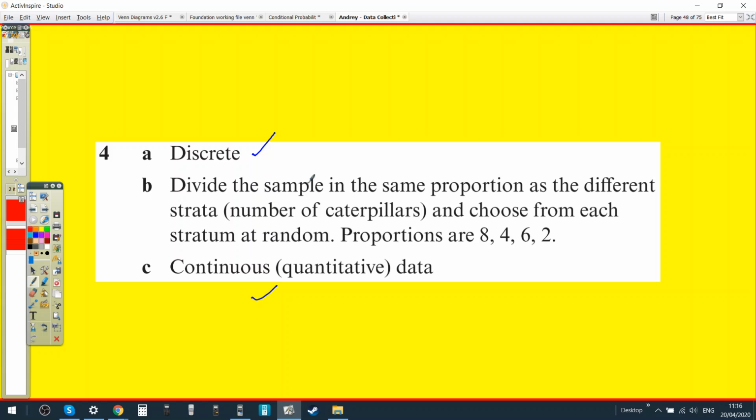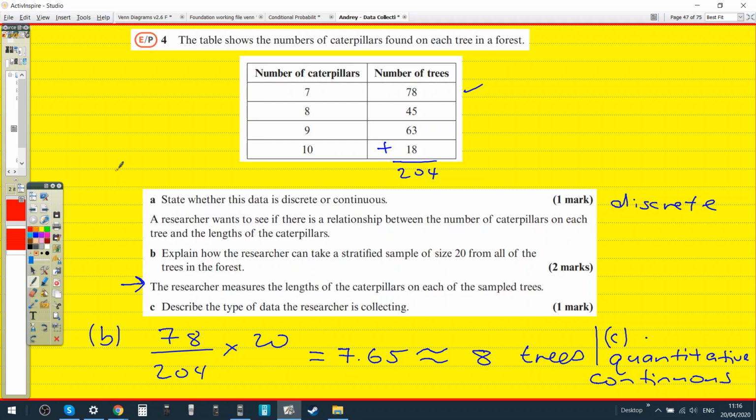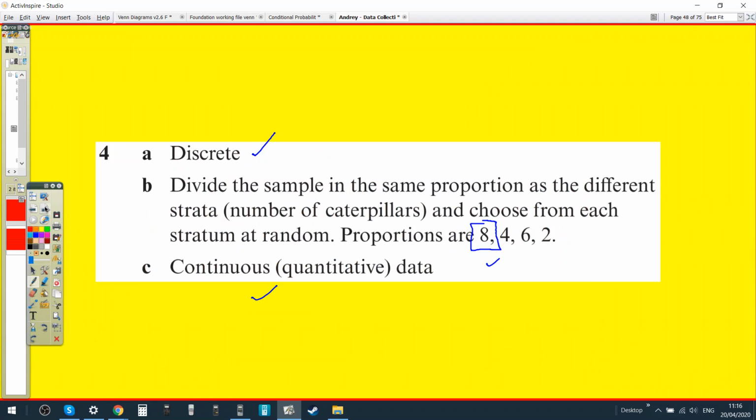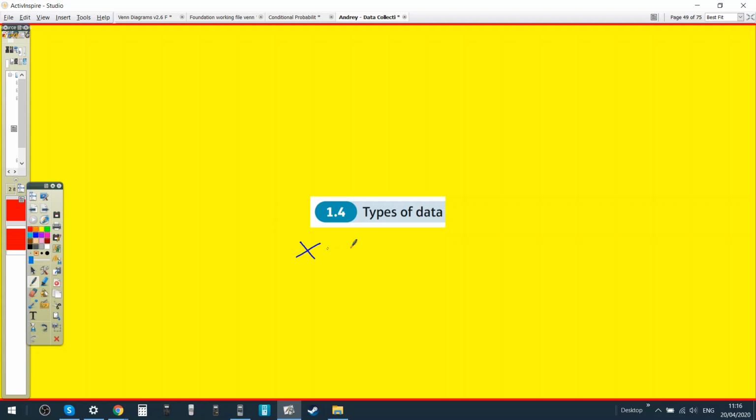That's good. And then so they did that for the stratified sample, and their first one was 8, and they did that for each group. Any questions there? That's good. Okay, types of data. I think that's it. Yeah.